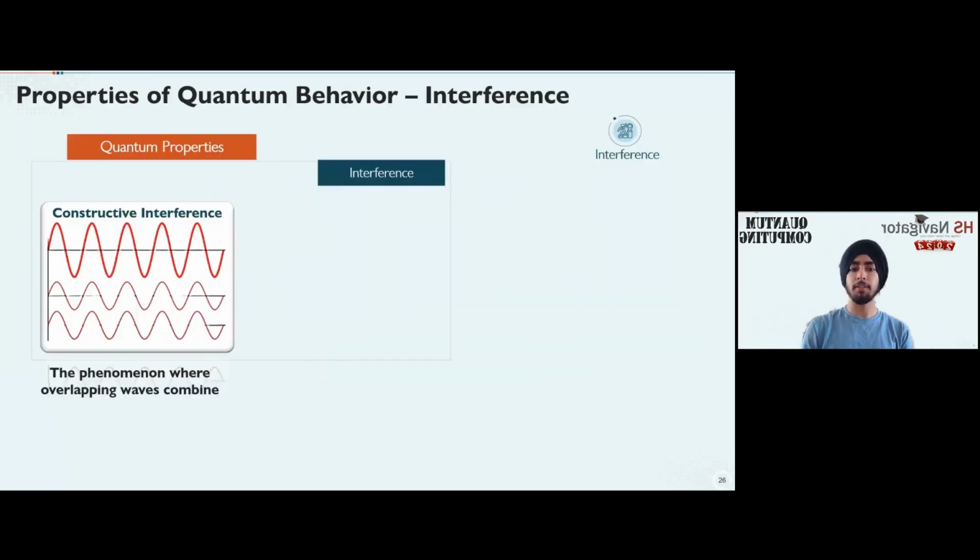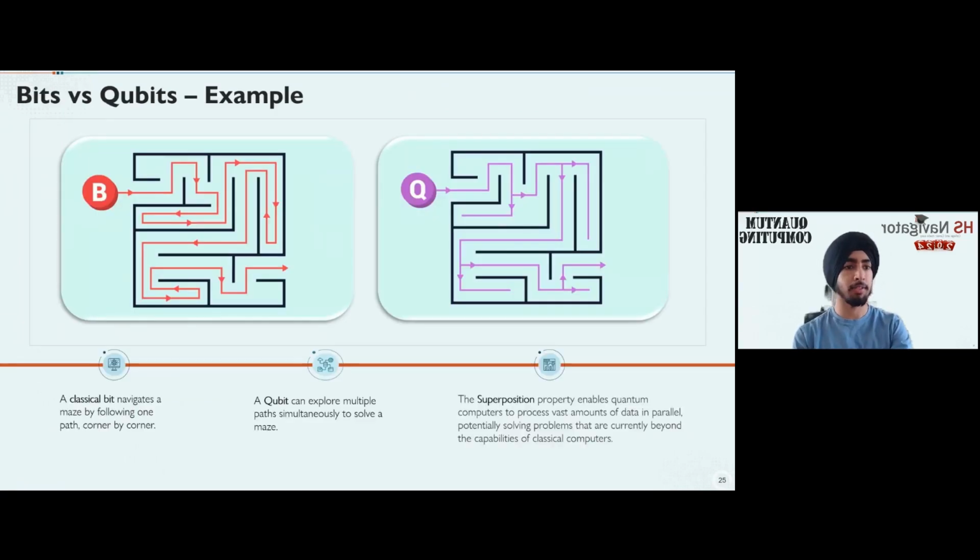So what's another property? So far we've had superposition and entanglement. The next property that we're going to talk about is interference. Let me see. Oh, someone had a question about this one.